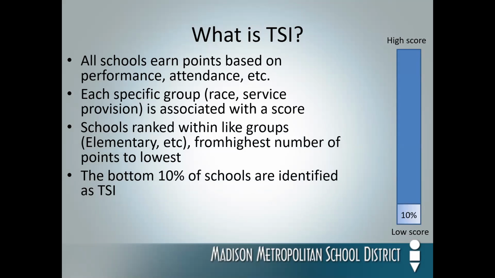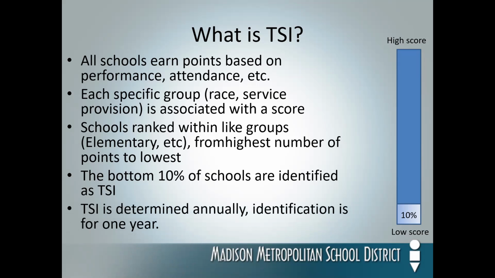So let's say, for instance, that the specific group we're looking at is students with disabilities, so students with an IEP. We add up the points that are available from all the different factors, the indicators, and the school is placed on a scale from the highest to the lowest, and depending upon where all other schools perform in the state, the bottom 10% are identified. This identification is an annual process, and it is only good for 1 year, as long as you raise the achievement of that particular group.